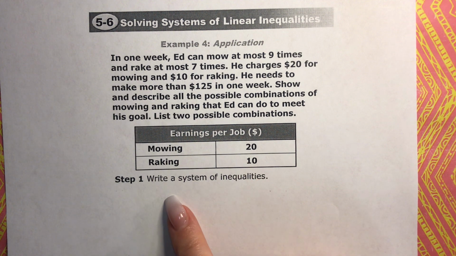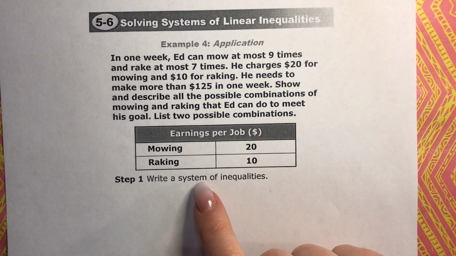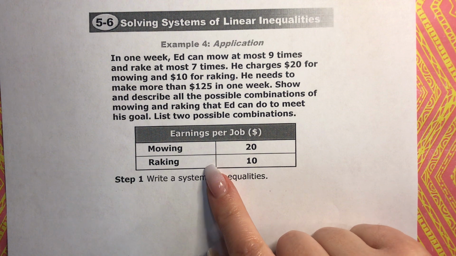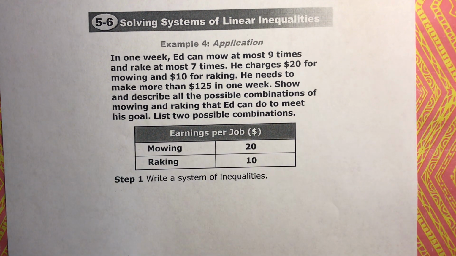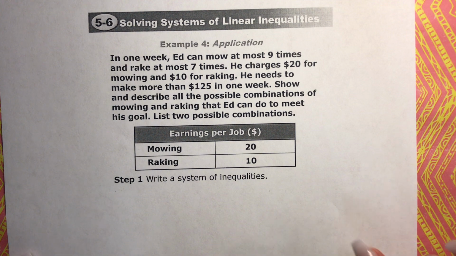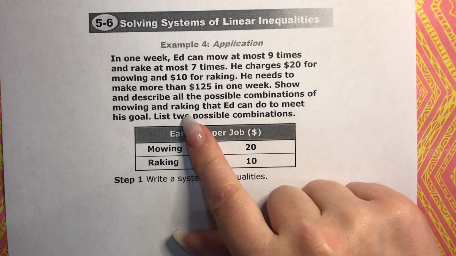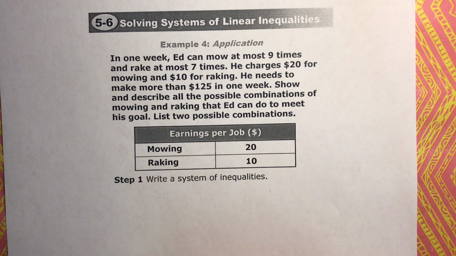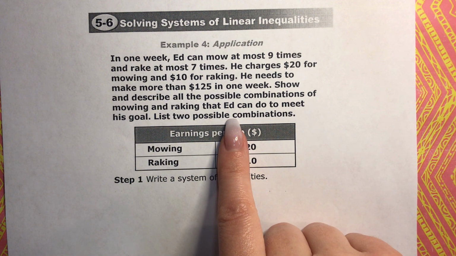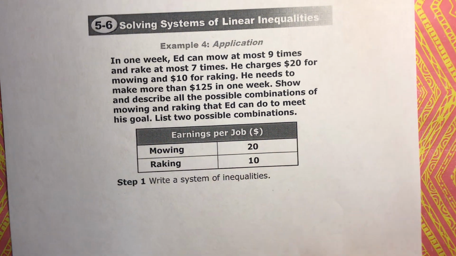So the first step we have to do is write a system of inequalities. To do that, first we have to define our variables. So what are the things that we don't know? There's a ton of information, but the thing that we don't know is how many mowing jobs Ed is going to get, and how many raking jobs. So those are going to be our variables.